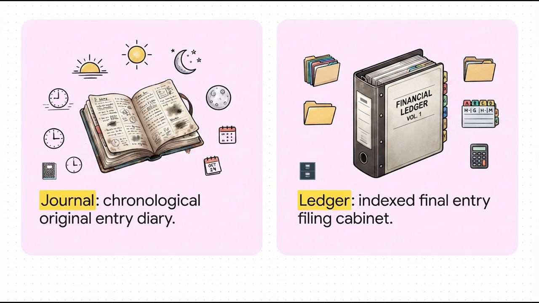The general ledger, on the other hand, is your book of final entry. Picture it like a giant, perfectly indexed filing cabinet. It takes all those random daily diary notes and organizes them by topic or by account, so you can easily see your running balances at a glance.